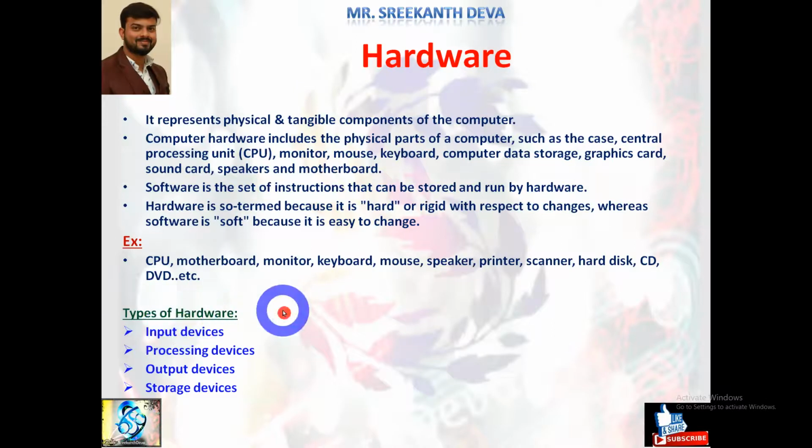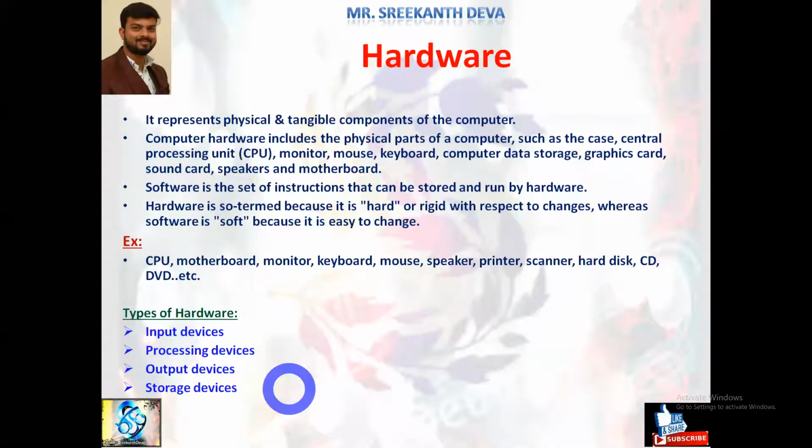Coming to the different types of hardware, majorly it is categorized into input devices, processing devices, output devices and storage devices. Input devices: the hardware that is used to supply input to the computer is called an input device. The best examples are keyboard and mouse, which we very frequently use with digital computers, right? We discussed several input devices, but you need to remember at least these two, the familiar input devices, keyboard and mouse.